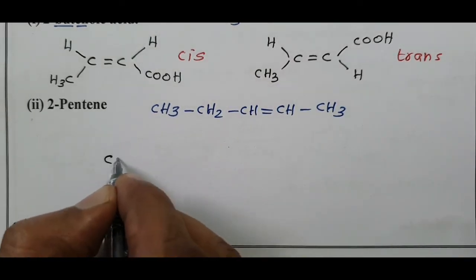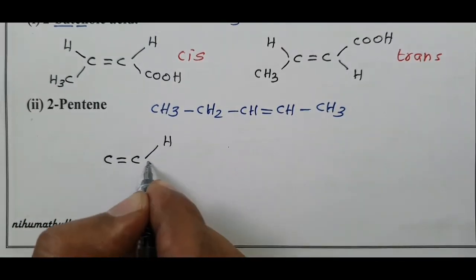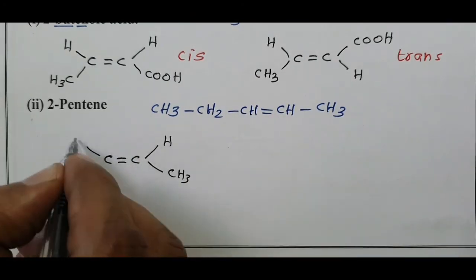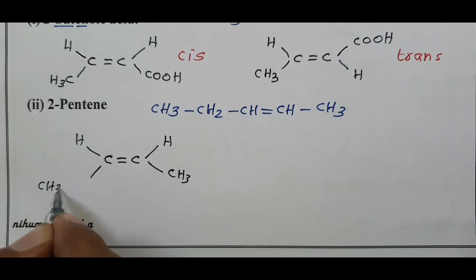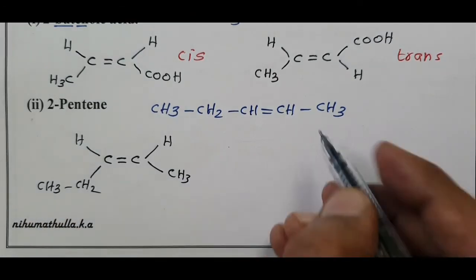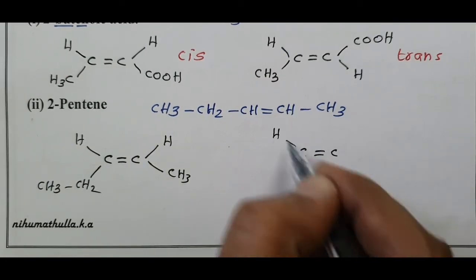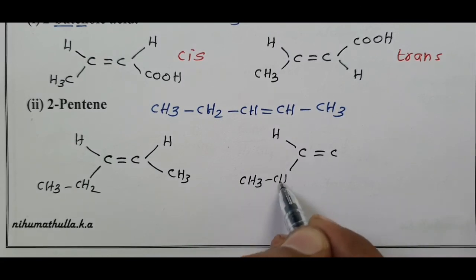C double bond C. Here you have 1 hydrogen, 1 methyl group CH3. To this carbon atom we have 1 hydrogen, 1 ethyl group, CH3, CH2, ethyl group is attached. And with the same molecular formula, C double bond C, hydrogen, here 1 ethyl, CH3, CH2.